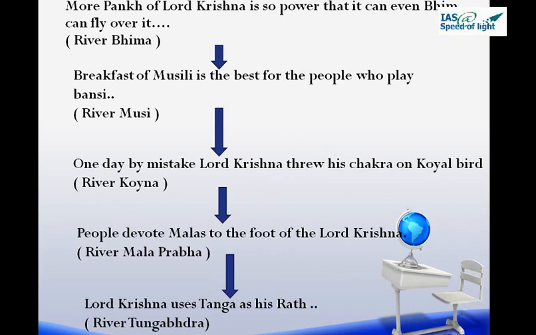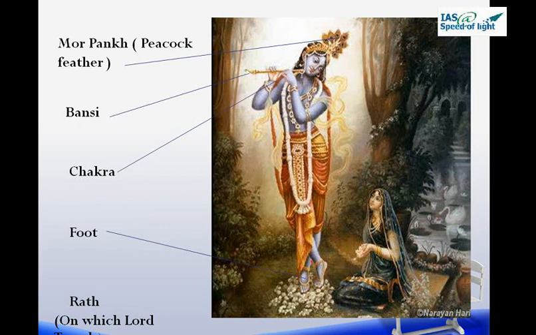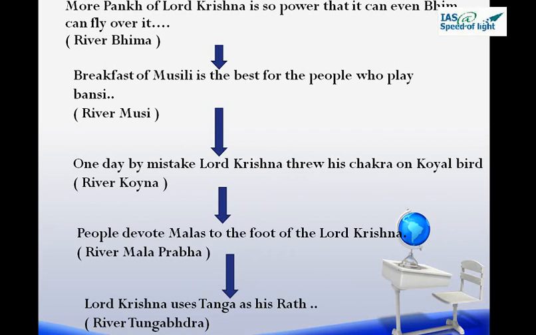Now coming to the fourth part, it was the foot of Lord Krishna, and Radha is devoting various malas, right? Malas to the foot of Lord Krishna, and now with mala we give it the name of river Mala Prabha.